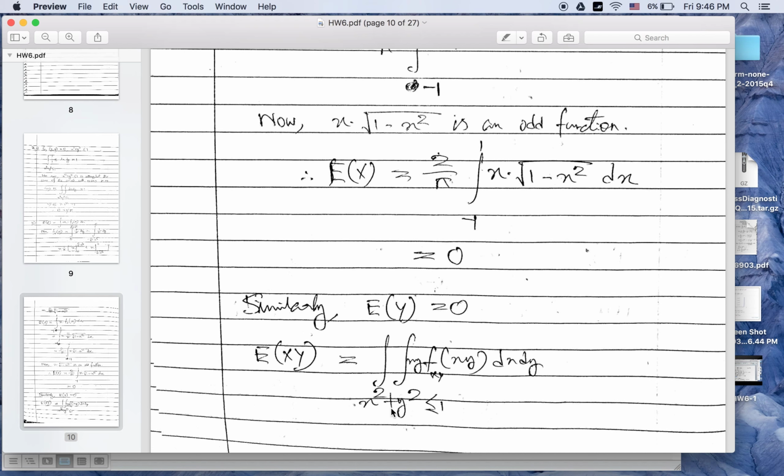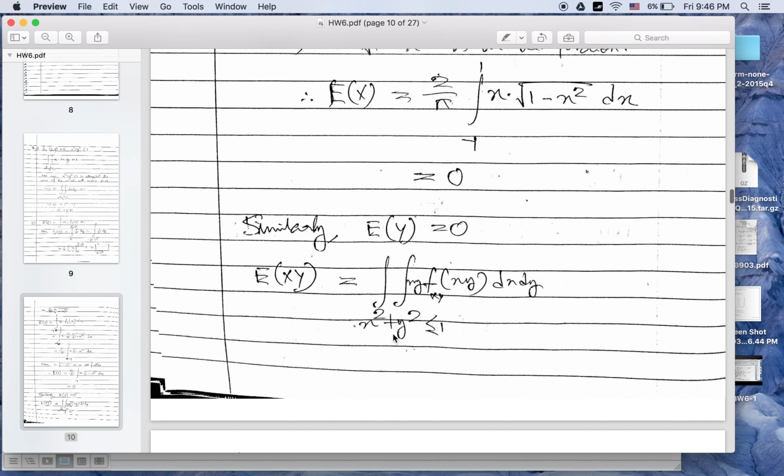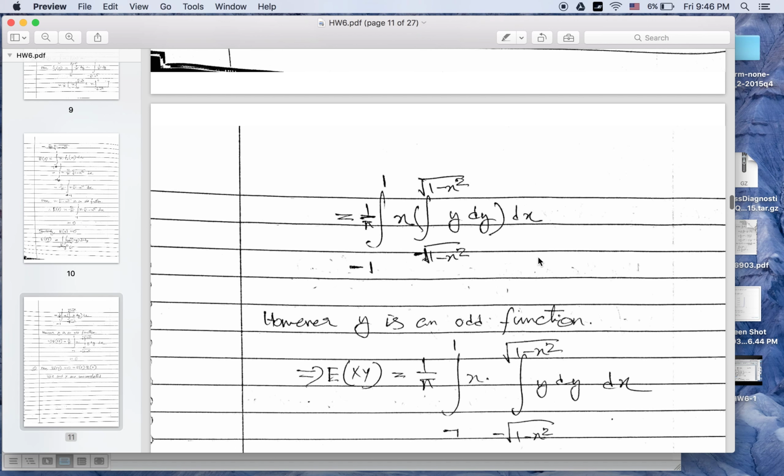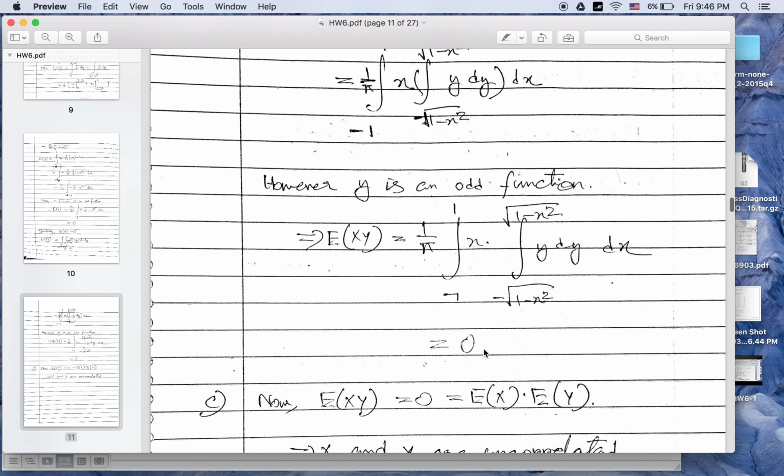Again, the integral should be over x square plus y square less than or equal to 1, which means the integral is over the area of the circle with radius 1. So 1 by pi, and first we integrate over y. The limits are between minus square root of 1 minus x square and plus square root of 1 minus x square. Since y is an odd function, this integration would give us 0, and the whole integration then evaluates to 0.